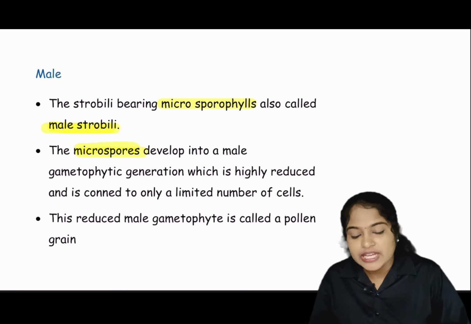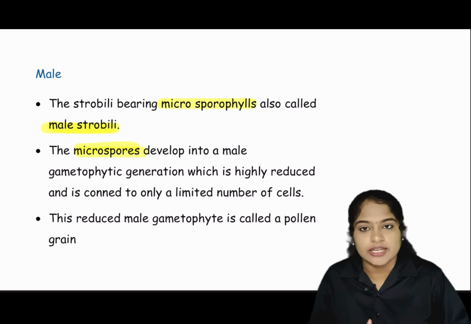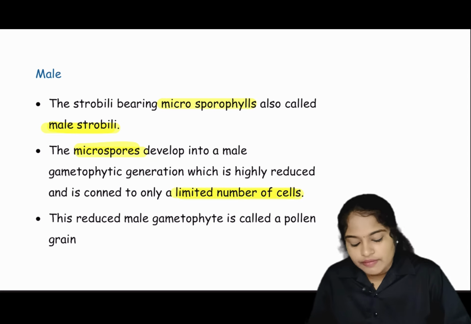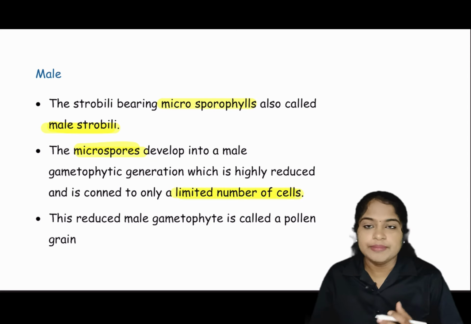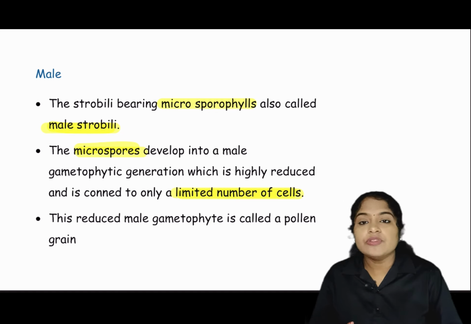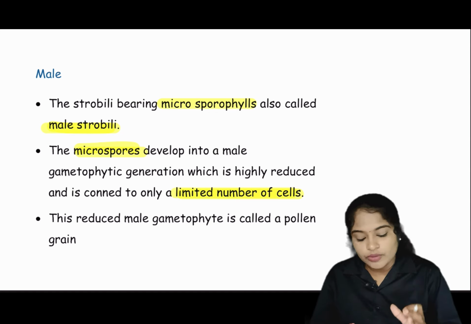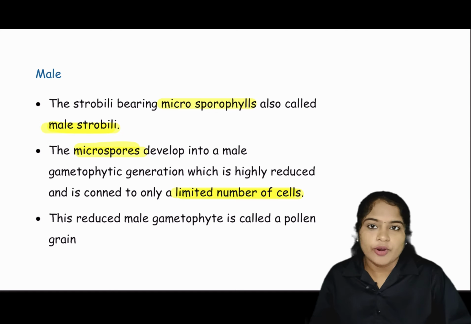The microspores develop into a male gametophytic generation, and this gametophytic generation is reduced and is limited to a very limited number of cells. This reduced male gametophyte is called a pollen grain. So what are pollen grains? The reduced male gametophytes are the pollen grains.